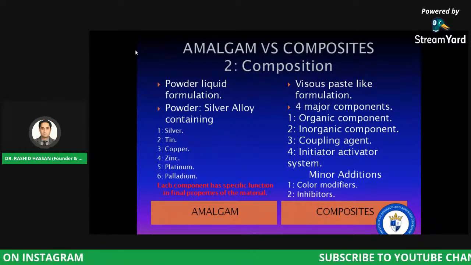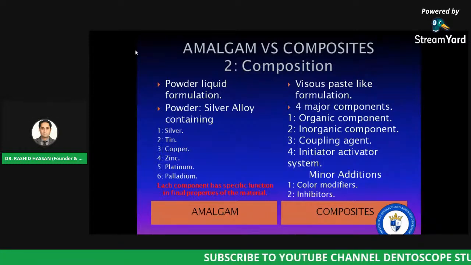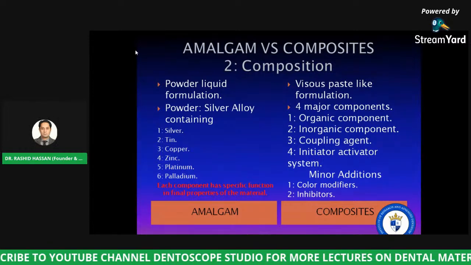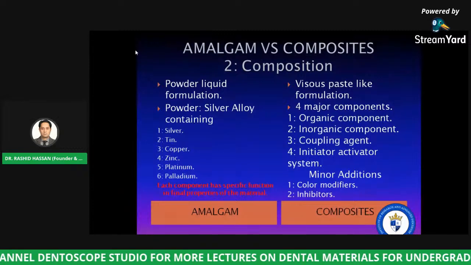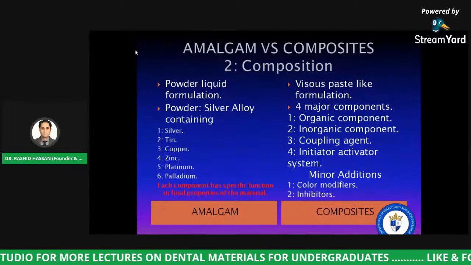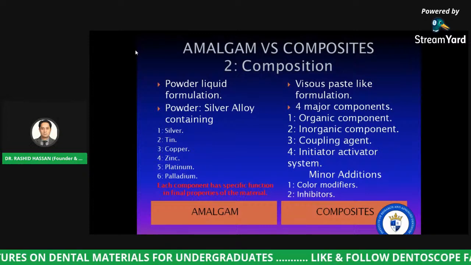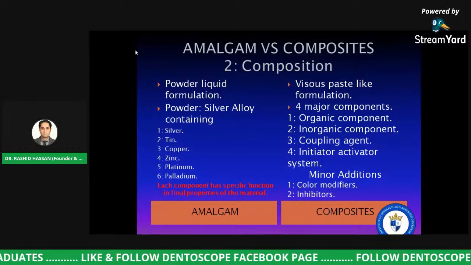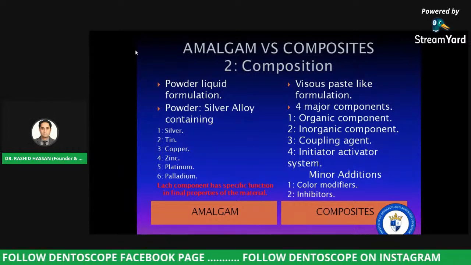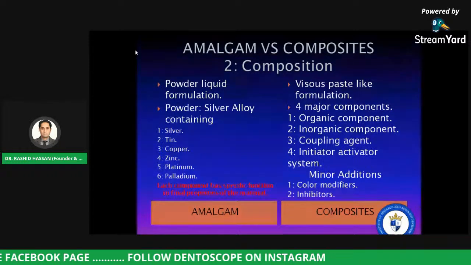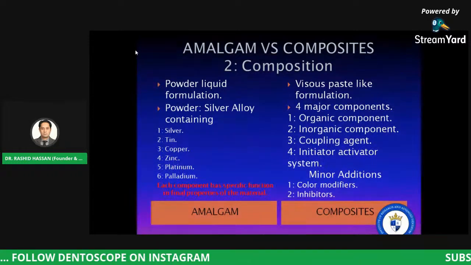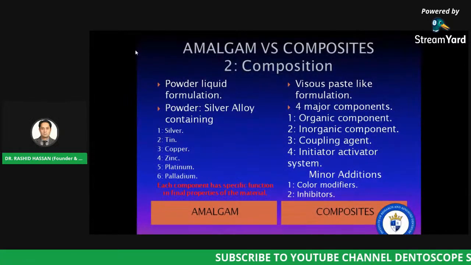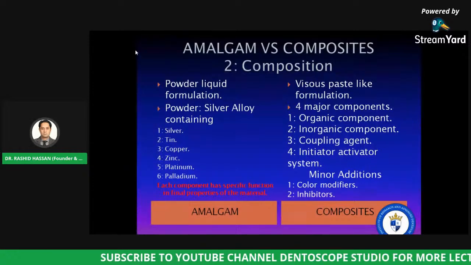Well, coming to the third component, which is the coupling agent. The coupling agent basically forms a bond between a continuous phase and the dispersed phase. Keep this in mind, that the two phases, the organic polymer matrix and the inorganic filler particles, are not bonded to each other, right? As I told you, the dispersed phase, the fillers, are basically dispersed in the continuous polymer matrix.